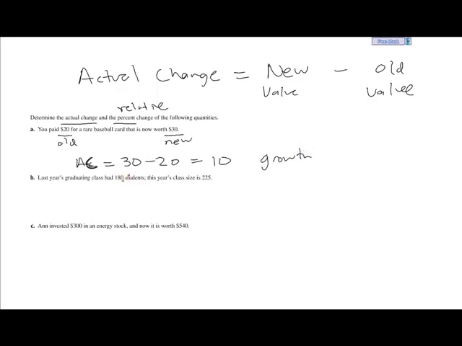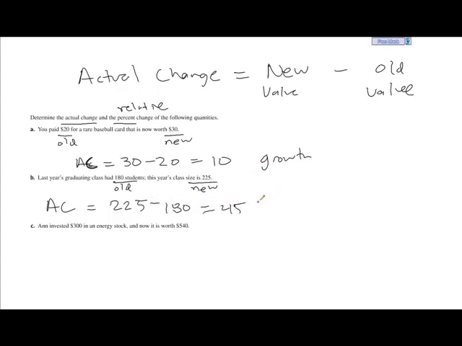Last year's graduating class had 180 students. This year's class size is 225. So the actual change, well, this was the old amount. That's how many students there were. Now, this year, there are 225. So what's the difference? What's actually the numerical difference between those? Well, it's 225 minus 180, which is 45 people.